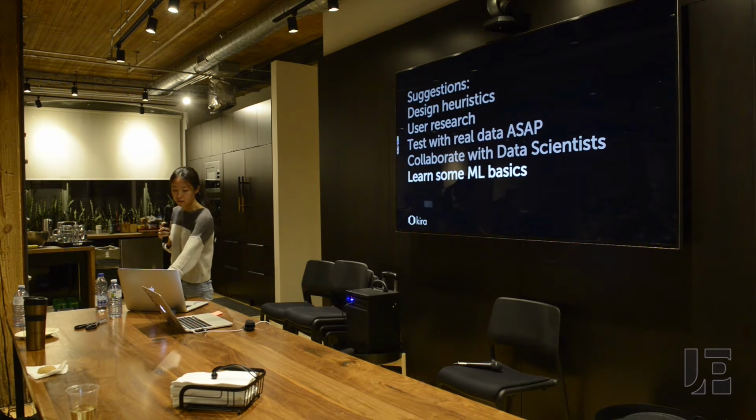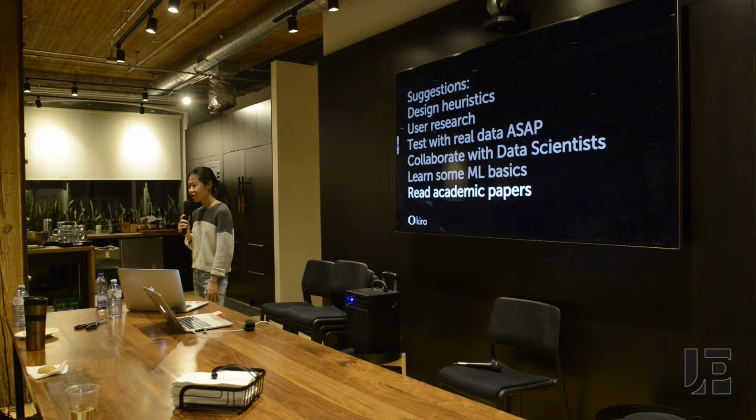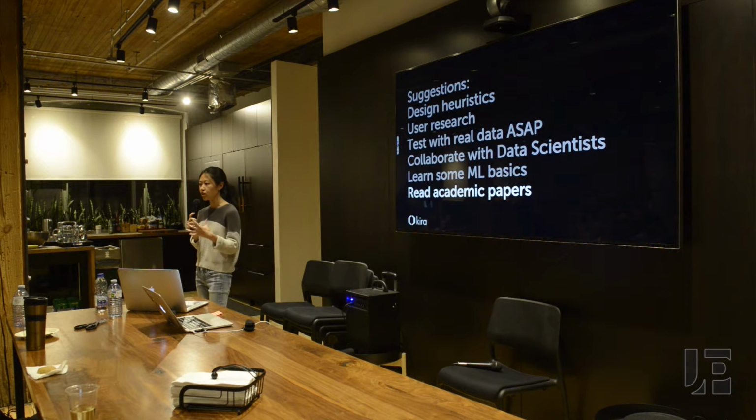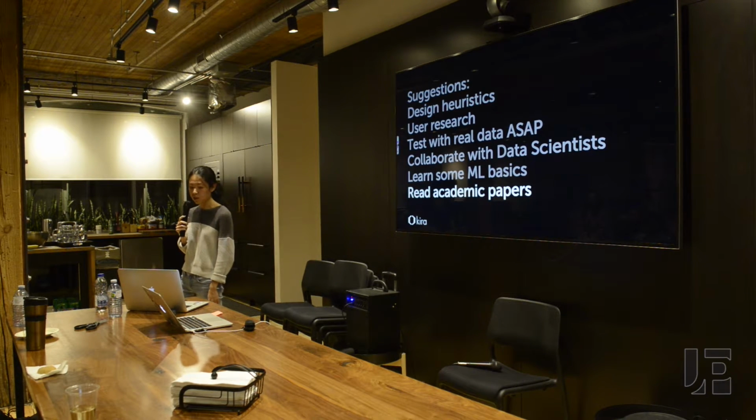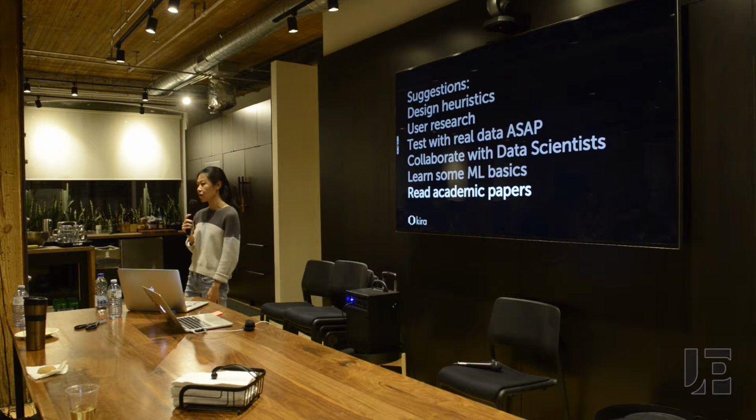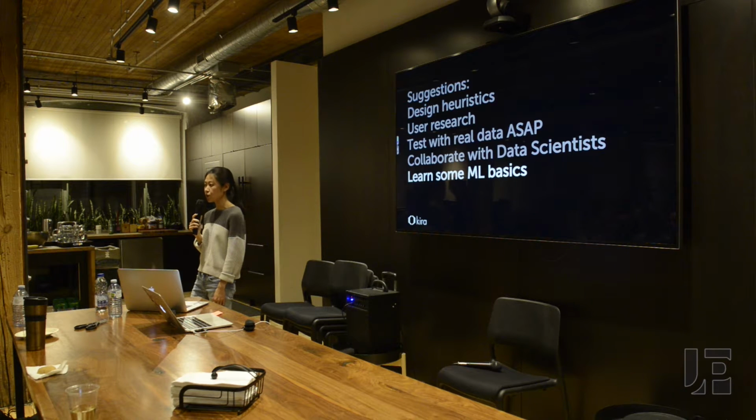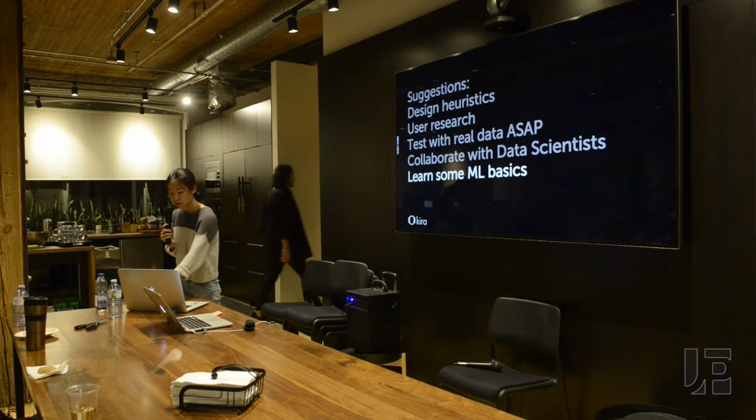And lastly, there are a lot of academic papers out there. A lot of people in the academic field are doing this kind of research to try to understand the design implications of designing information retrieval systems and recommendation systems, such things like this. So if you want, Google Scholar is a really, really great place to look for academic papers. For the machine learning basics, on Coursera, there are a lot of really good machine learning courses. You can check them out.